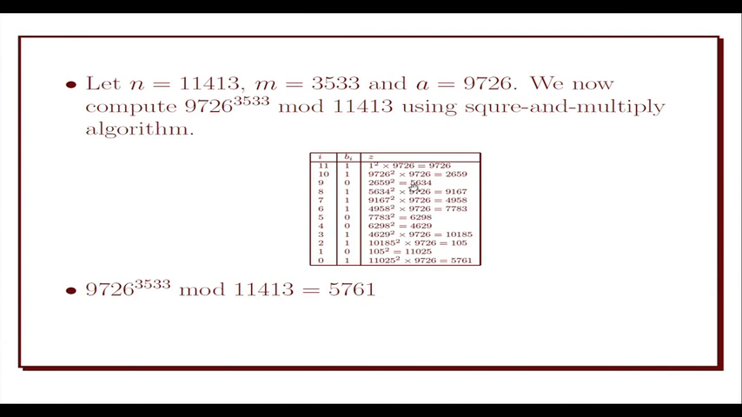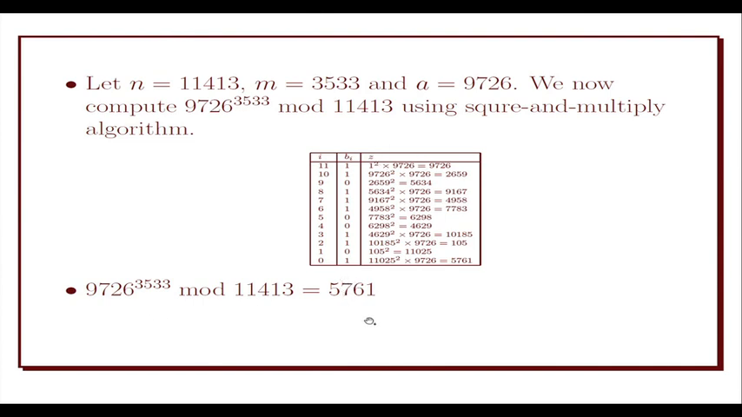So, we do not need to multiply, we just square the z. If you square this z, it will be this square, then mod this will give us this. This way we will continue. Finally, we got this 5761 as the result, that z.